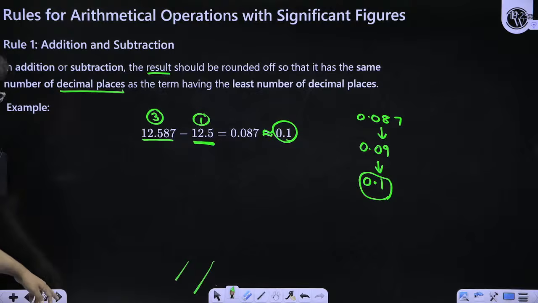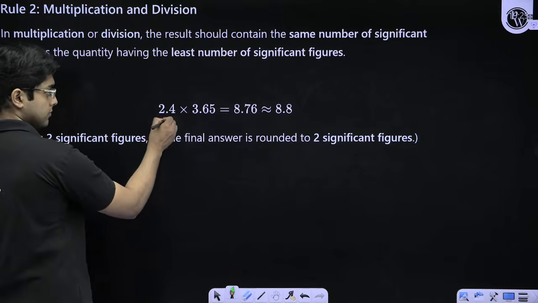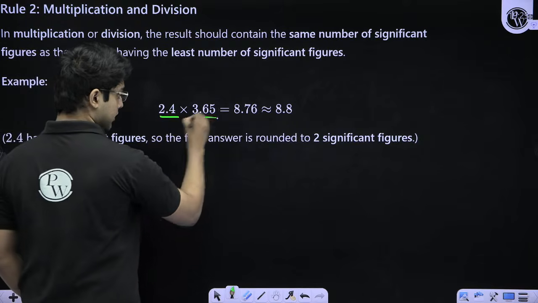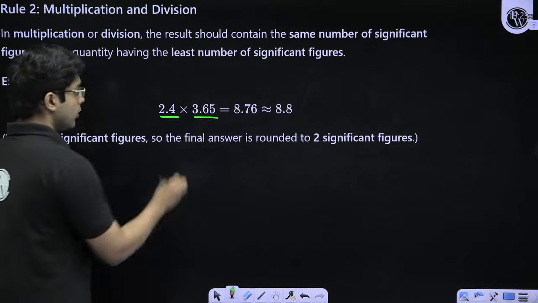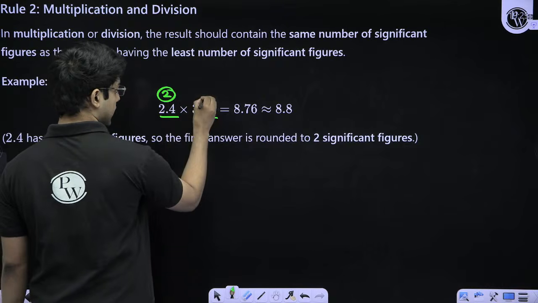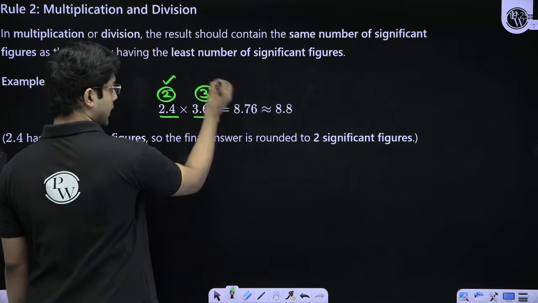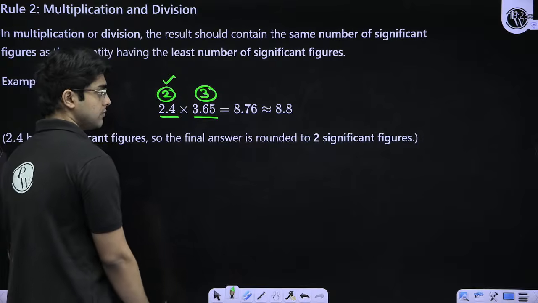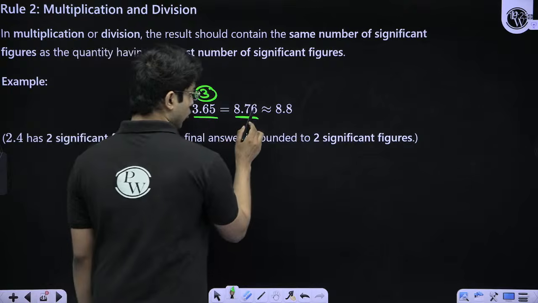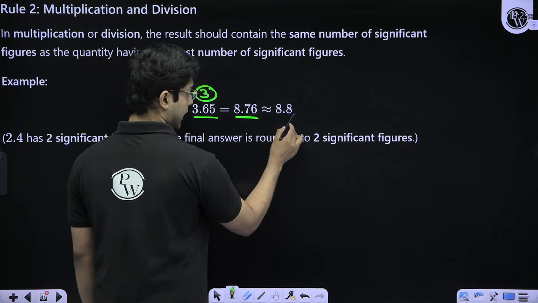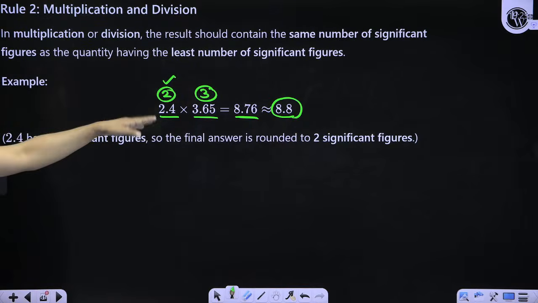So that is it. Then for division and multiplication, the rule is slightly different. If you multiply these two quantities, here the rule follows the least number of significant figures. Here the number of significant figures counted is 2. Here the number of significant figures counted is 3, which is more than 2. So the final answer should be rounded off to 2 significant figures. If you just multiply it, you will get the answer as 8.76. If you round this off, it will be 8.8. So that is the rule when it comes to multiplying.